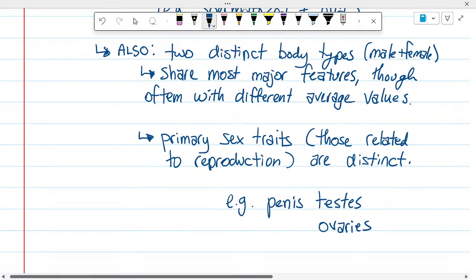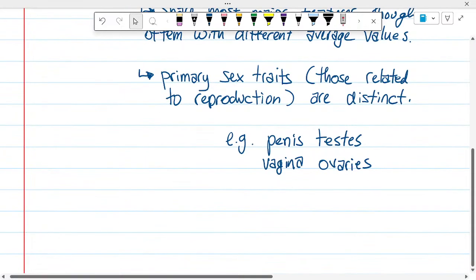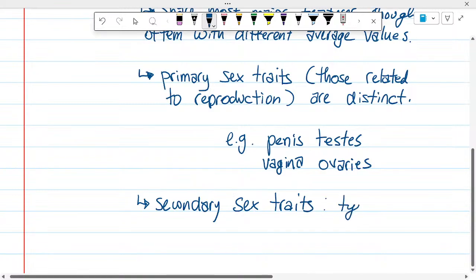But the external sex organs of the female reproductive system, right, the vagina. So these are what we call the primary sex traits or the primary sex characteristics. Secondary sex traits are typical differences in body shapes and proportion.